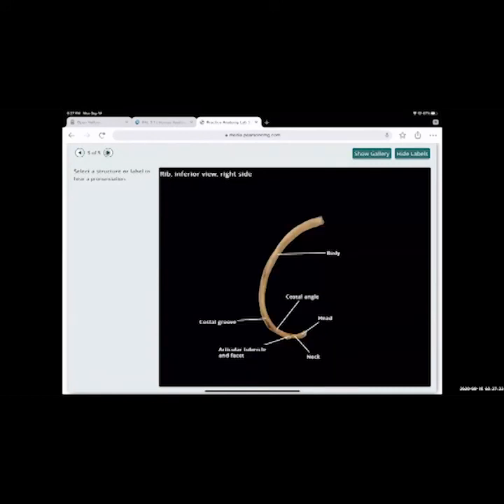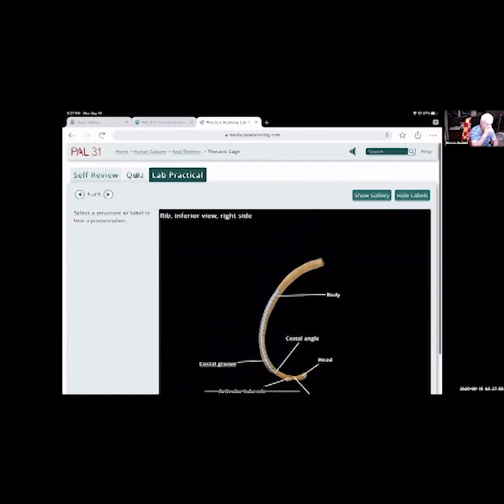Looking at a different angle, the inferior view of it. Again, you have the head and the neck. There's your head, then the neck, then the articular tubercle, the costal angle, which is where it converts into the body, and then you have the body of the rib there. And you have the costal groove where your blood vessels and nerves run along each rib. All right. That was a quick one though, but let's do the quiz.